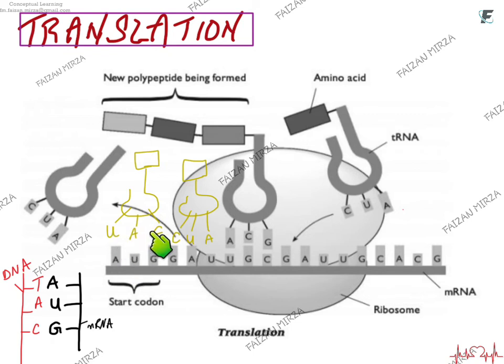So this UAC is almost the same as the template strand TAC. The difference is that in DNA this was thymine, and since it's tRNA, it's uracil. RNA cannot have thymine, and DNA cannot have uracil. So this is how protein synthesis will go on.